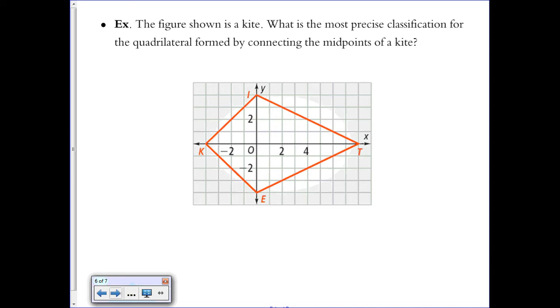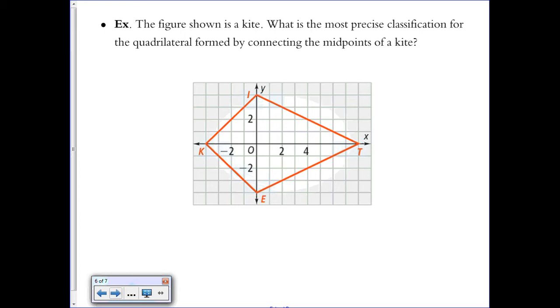The figure shown here is a kite. That's another type of quadrilateral we'll learn about in a future section. This is asking us the most precise classification. So there's an example of that question that I just previewed. So the most precise classification that we can give for the quadrilateral that's formed by connecting the midpoints of a kite.